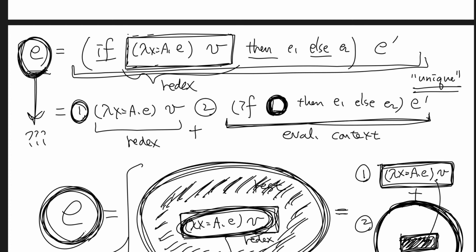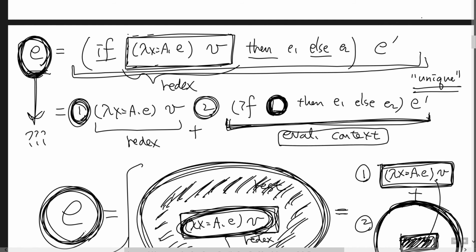So in summary, we'd like to remember the fact that an expression E can be decomposed into two parts. First, a unique redex, and second, the rest of it. And the rest of it is called evaluation context. It's an expression with a hole in it, and this hole indicates the position of the next reduction.